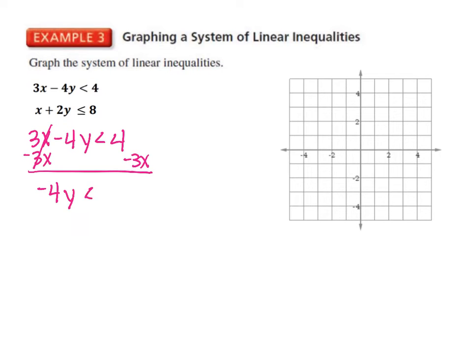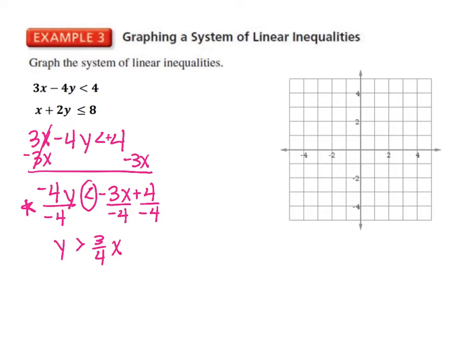Negative 4y is less than negative 3x, and then this is a positive 4. And then if I divide by negative 4, hey, right away, divide by a negative number, flashing lights. I need to remember to flip my symbol around. So y ends up being greater than 3/4 x, and a positive divided by a negative is a negative. 4 divided by 4 is 1.